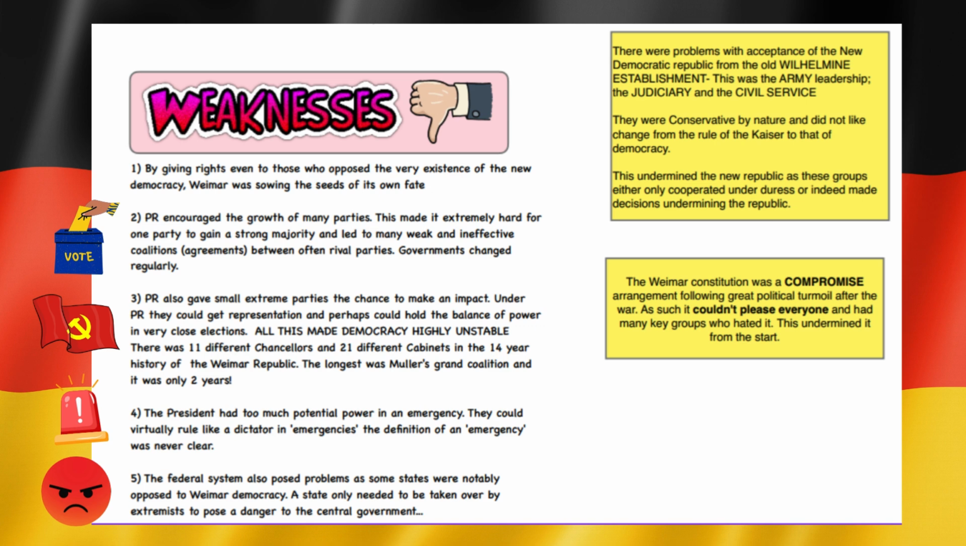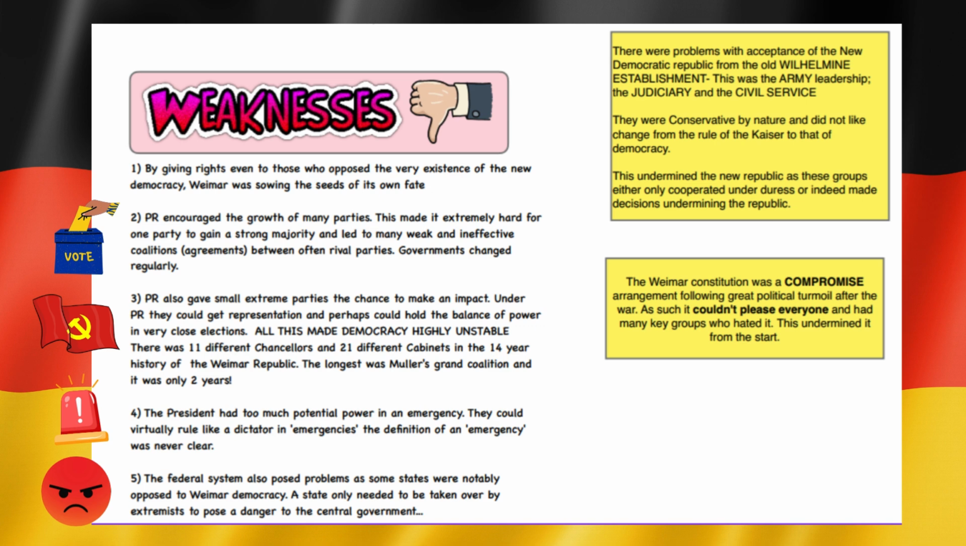And then finally, the federal system also posed problems. Some states were notably opposed to Weimar democracy, and a state only needed to be taken over by extremists to pose a danger to the central government. It could attack Berlin, or it could secede from Germany altogether. So there were those two parallel dangers.